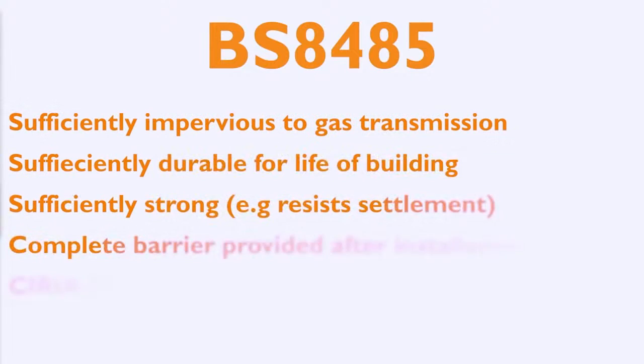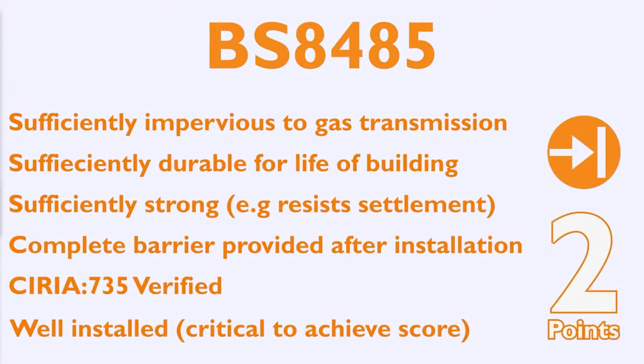Finally, points can be scored by a properly specified and installed gas membrane. Again, the guidance has been made tougher with the new revisions, and in order to score points, the barrier membrane must fulfil all the listed criteria. This ensures all membranes used on site are of sufficient quality and are properly installed. Under the old guidance, barrier membranes could score points under BS 8485 without providing any actual protection in practice. This could arise as much from damaged membranes or from poor workmanship sealing joints as from low-quality material.